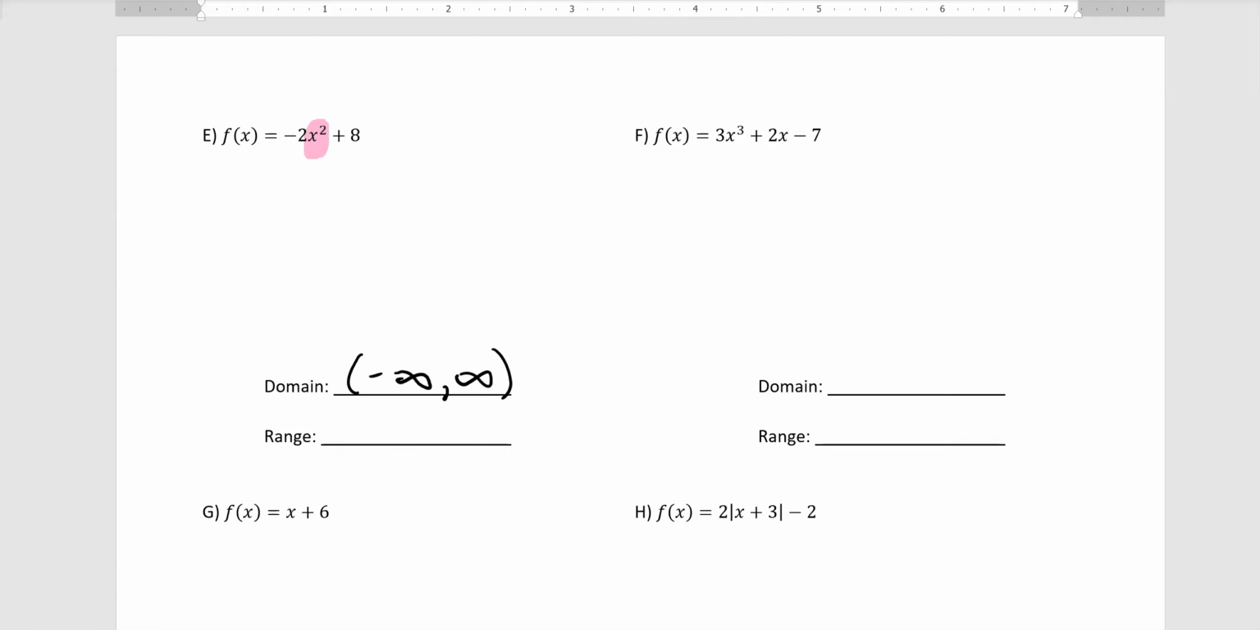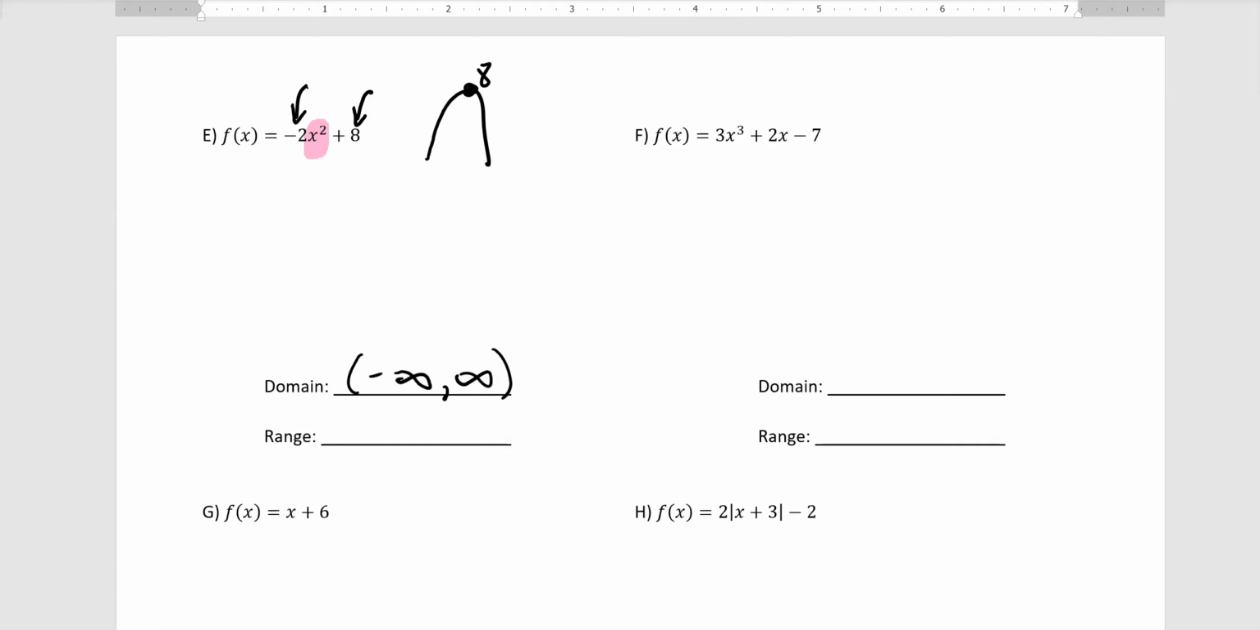The range, however, is a little tricky. Now, we haven't really talked about transformations yet, but we should probably know if I have a negative out in front, that means the graph is going to be going down. It will have a maximum value, and that maximum value is this number here, 8. So 8 is the highest point it will reach, and it's going down from there.